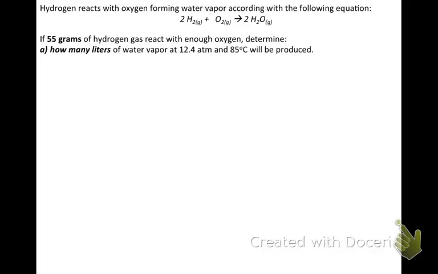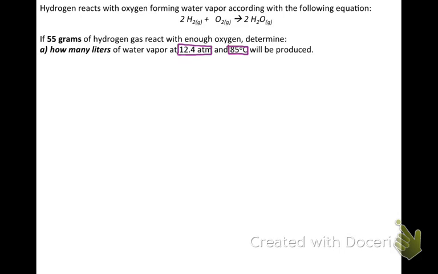Now let's work with problem 3. It is a combined problem of stoichiometry and ideal gas law. How do we know this? Because you will see here that you have a different pressure and a different temperature from those that are considered standard conditions, STP, 1 atmosphere and 0 Celsius degrees.